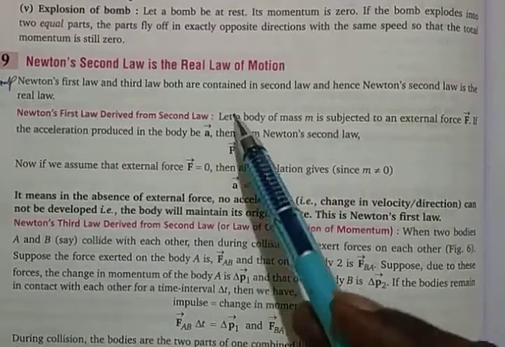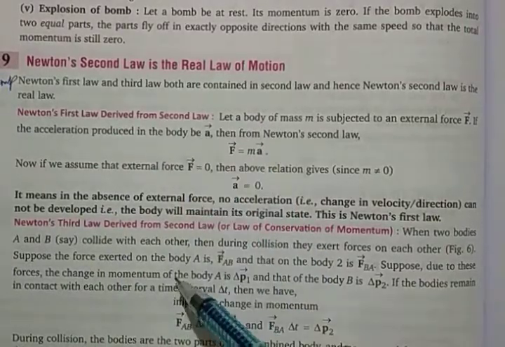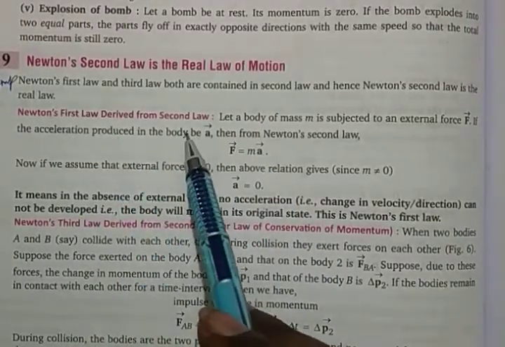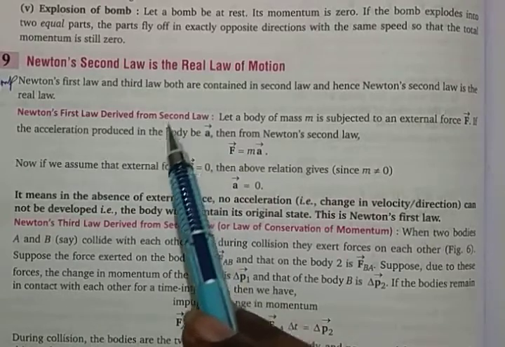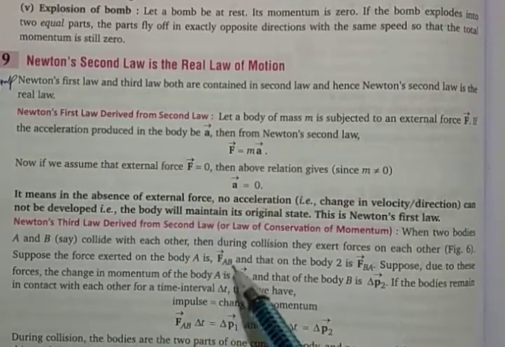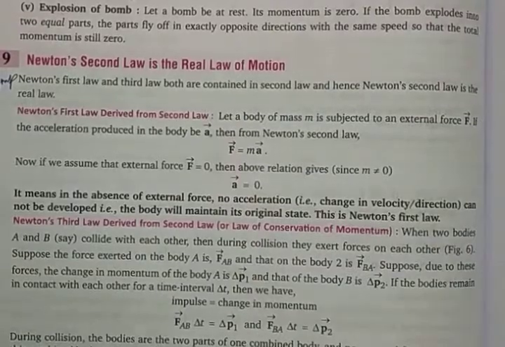Once that's over, then you get another very, very important derivation called Newton's second law is a real law. So please learn, there are 2 parts in it. First one is second law. The first law is contained in second law, and then the third law is contained in second law. The 2 parts are there. Please try to derive the whole thing.